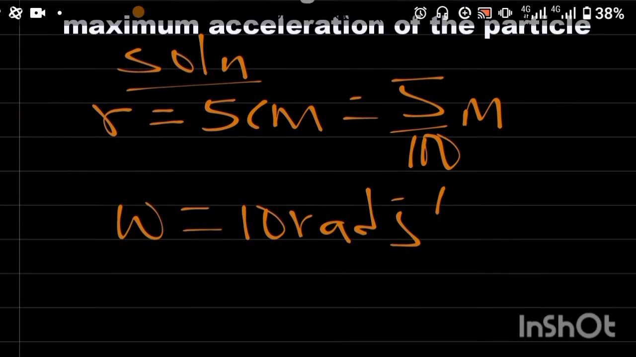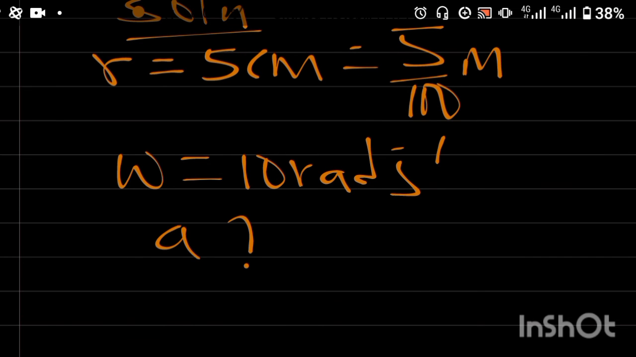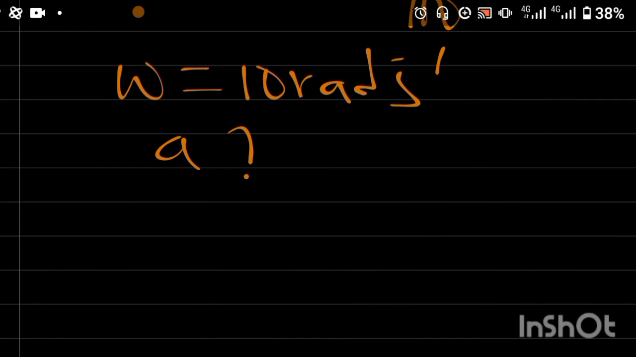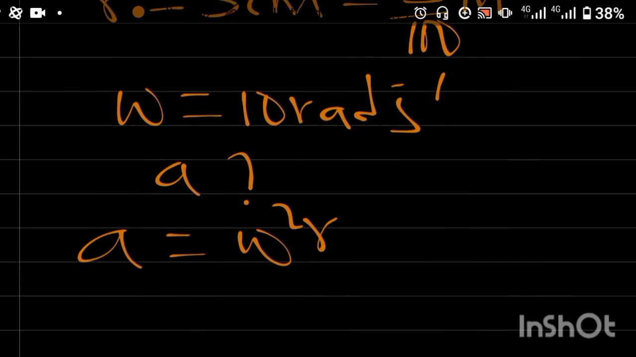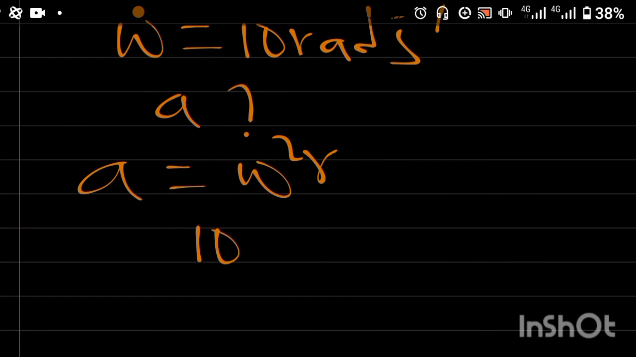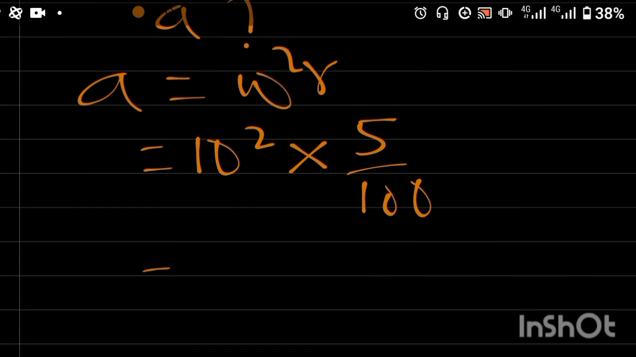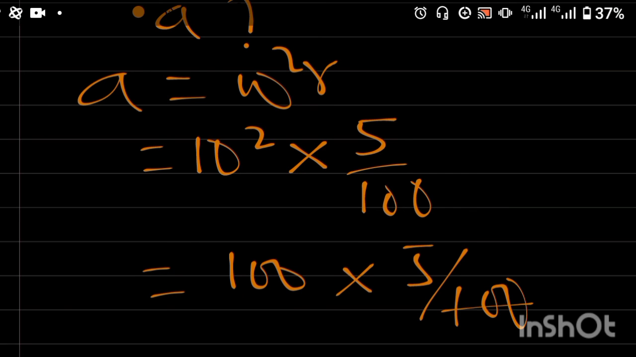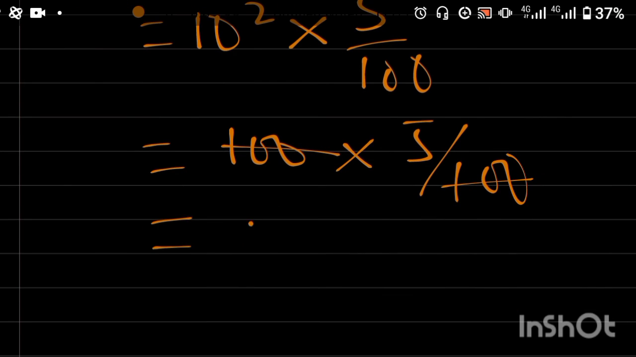Calculate the maximum acceleration. What is the acceleration? Acceleration is equal to omega squared r. From this question, our omega is 10 squared times 5 over 100. That is our r. Therefore, I have 100 times 5 over 100. 100 will cancel 100. Therefore, the acceleration is 5 meters per second squared.